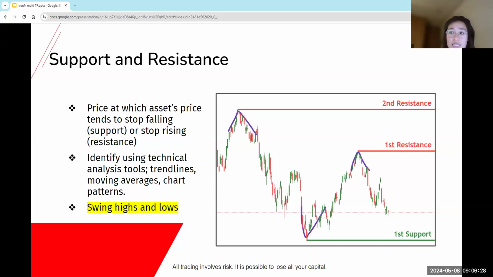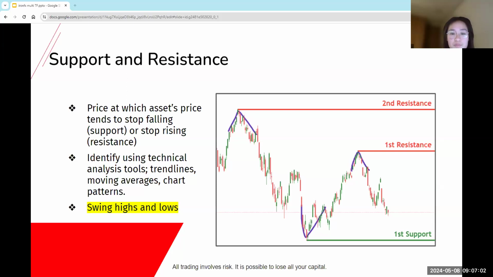So to identify these levels, we use technical analysis tools such as trend lines, moving averages, and chart patterns. Additionally, you can also look at previous highs and lows of the asset, as well as volume data to identify potential levels of support or resistance. And this is what we're going to look at today for a little bit. This is the basics of all of the strategies that we're going to be going through.